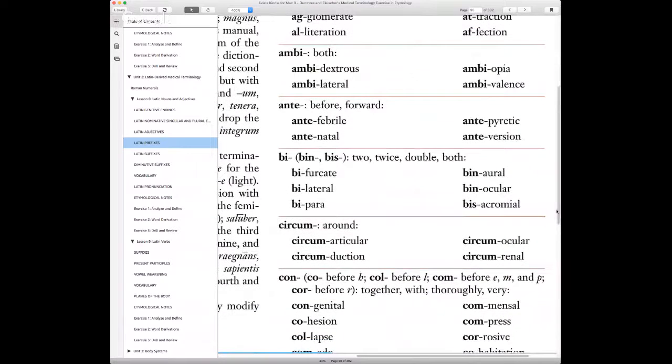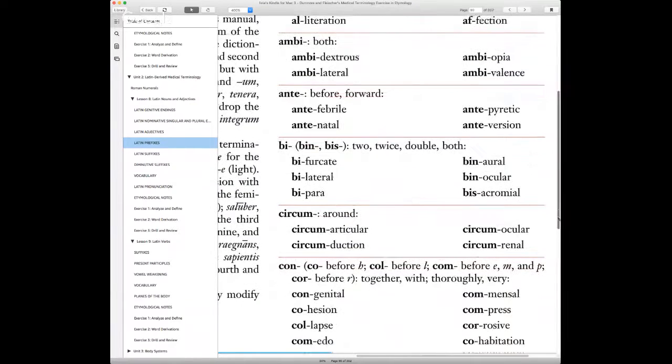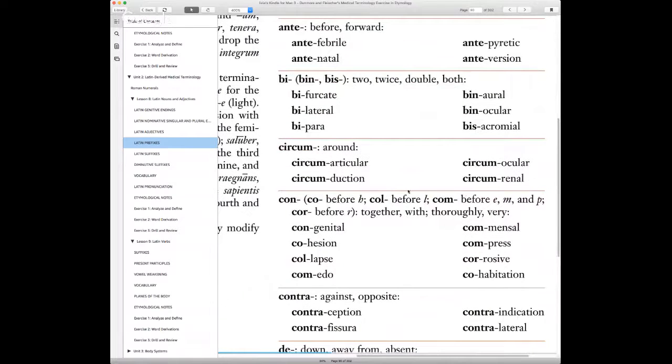We also hit the prefix bi, as in bisexual or bicycle. You can also have the form of bin or bis. And the prefix con, which is from a Latin preposition cum, meaning with, as in cum laude or summa cum laude or magna cum laude. Those all mean with praise, with great praise, the greatest praise. Con also has other forms, co, col, com, etc.